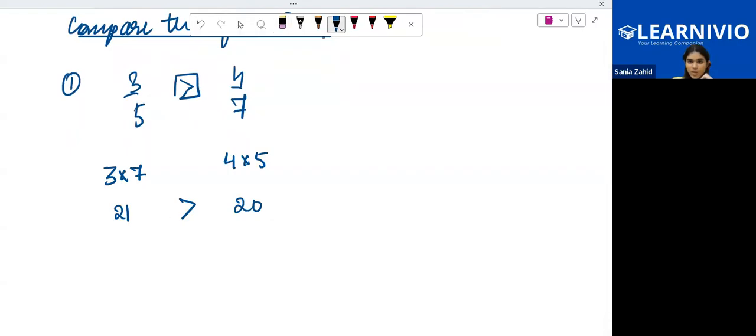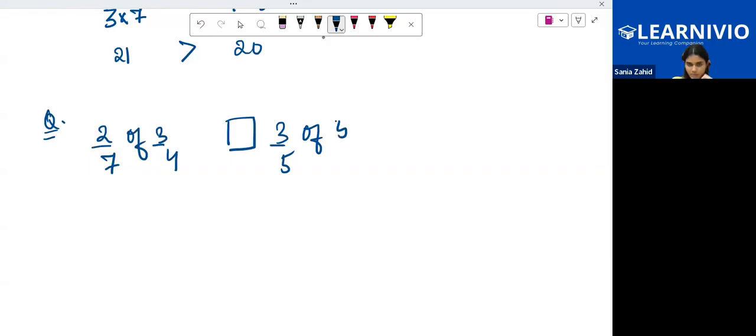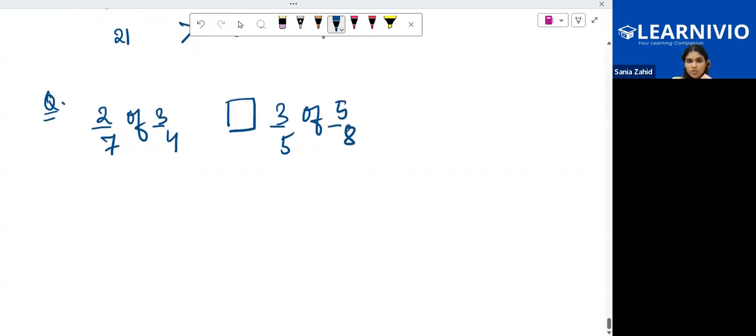Okay, does everybody know how to compare? Yes, ma'am. But now I'll give you a different type of question. You have to compare 2 by 7 of 3 by 4 and 3 by 5 of 5 by 8, which is greater. That means first you have to solve this and find the answer. Then you have to solve this and find the answer. And then you have to compare those answers.